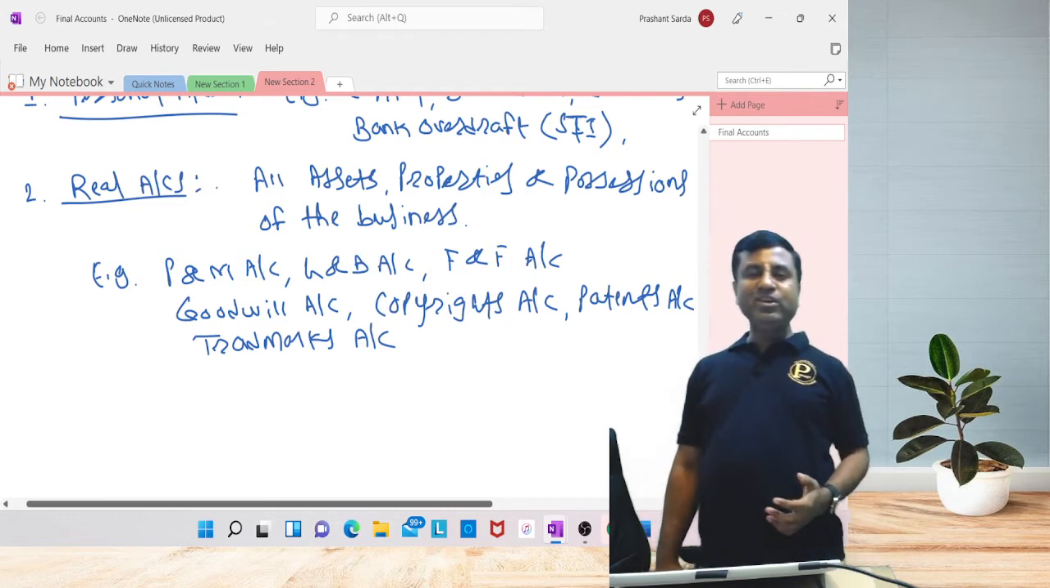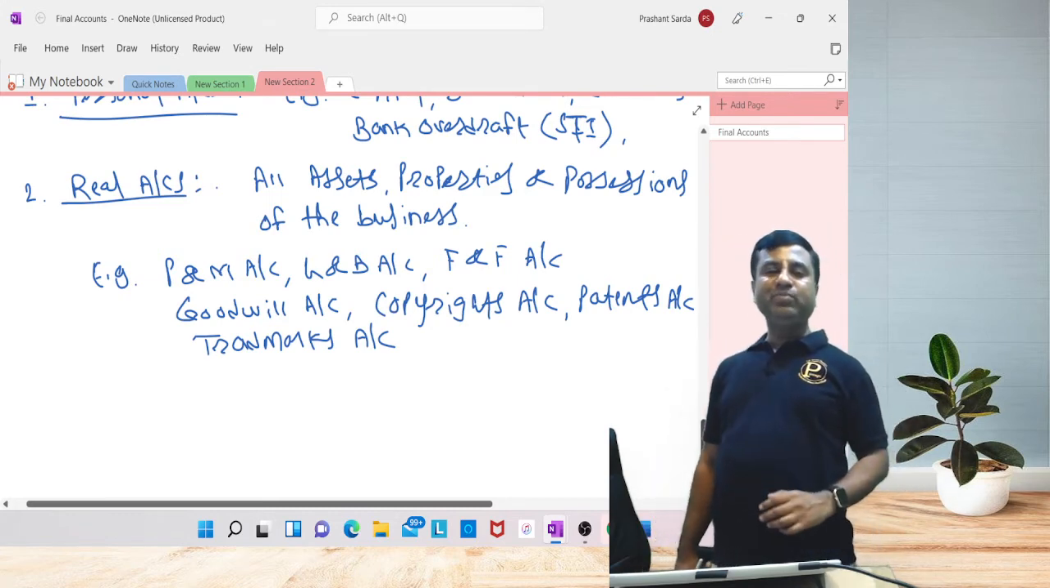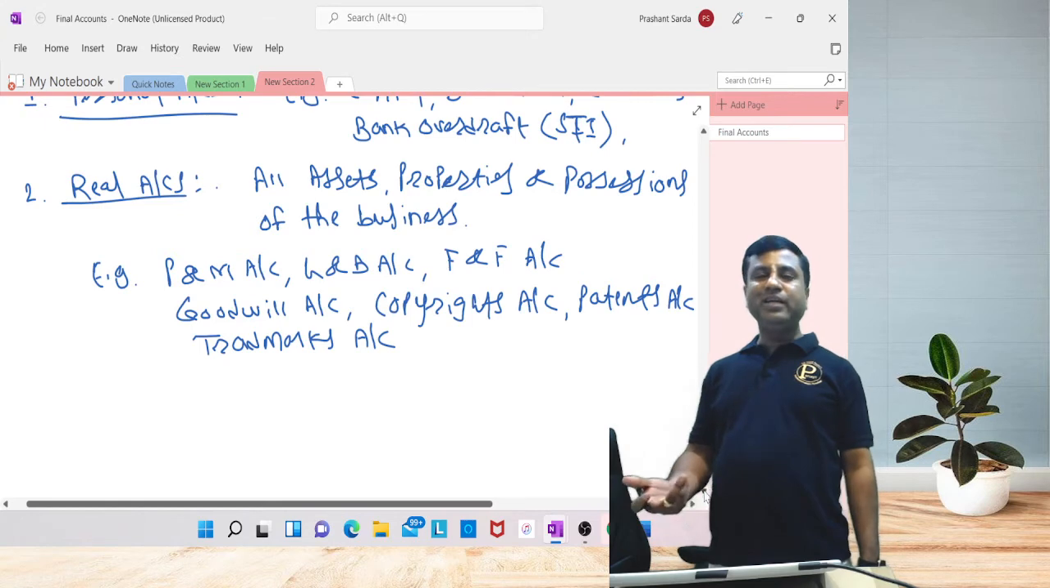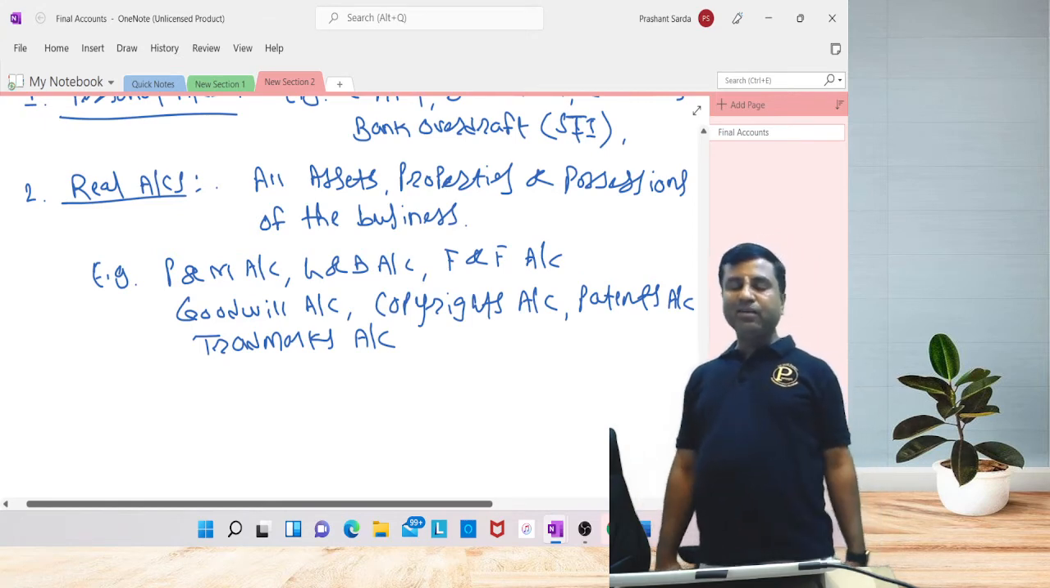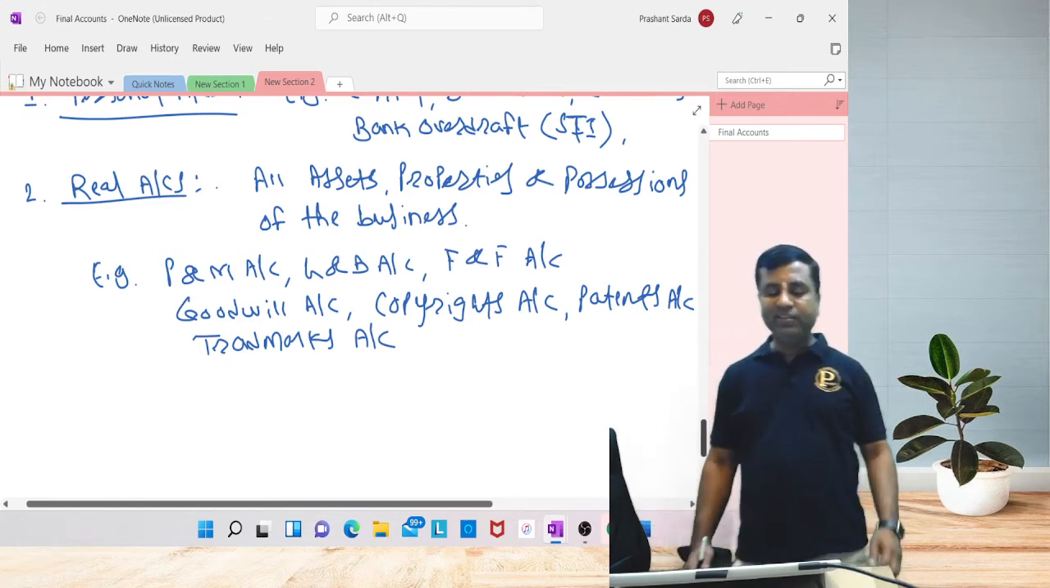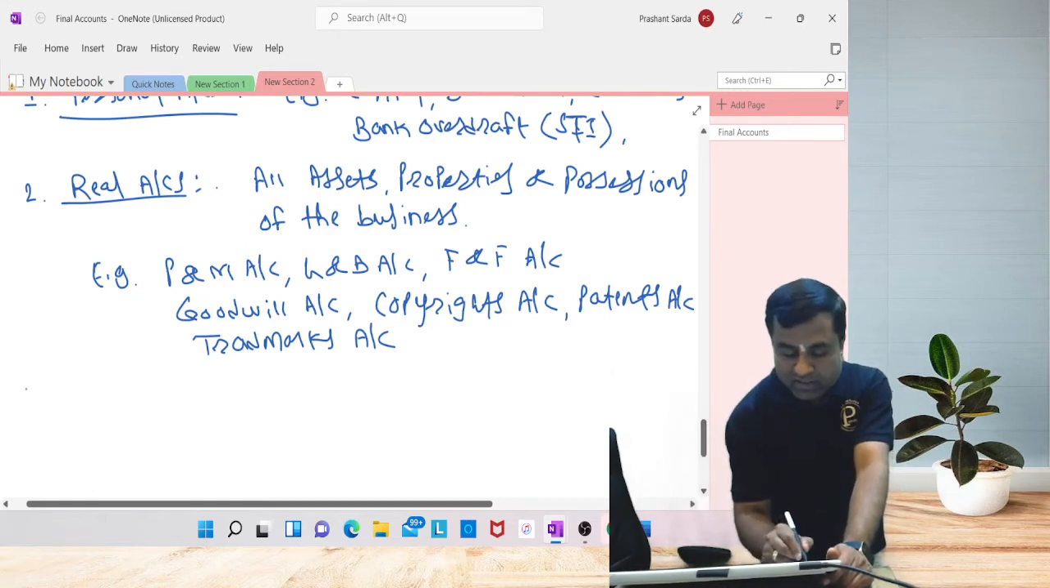So real account, students, do remember: all assets, properties and possessions of the business are real accounts, may it be tangible or intangible. You can say with your eyes closed that real accounts are nothing but all assets, properties and possessions of the business. Let's go for the remaining part, that is nominal account, students.